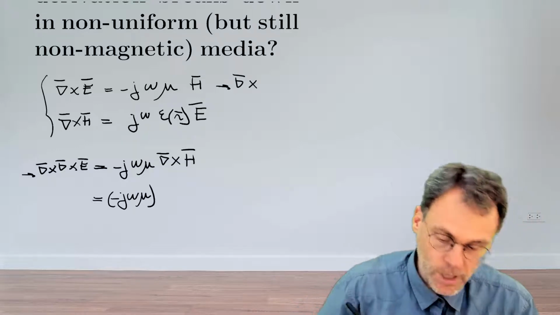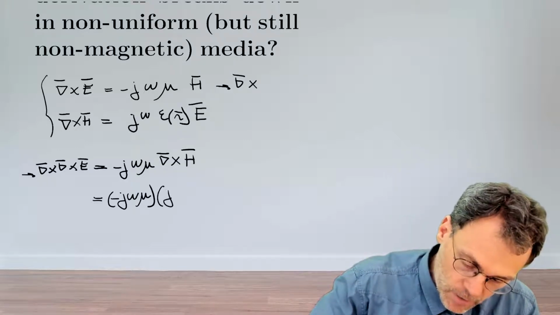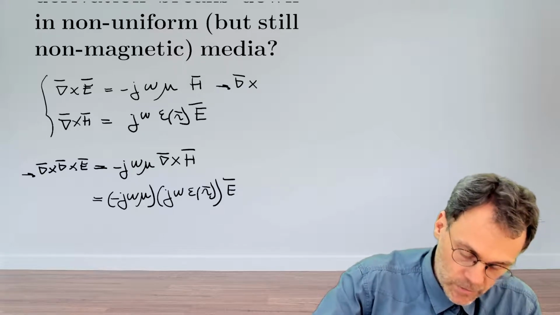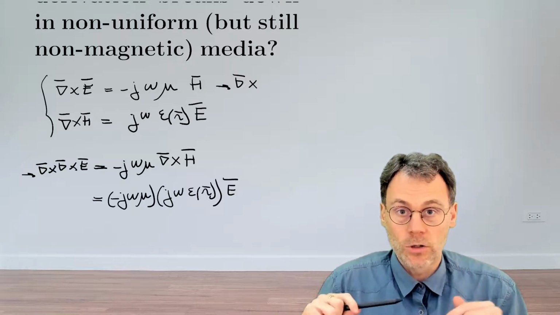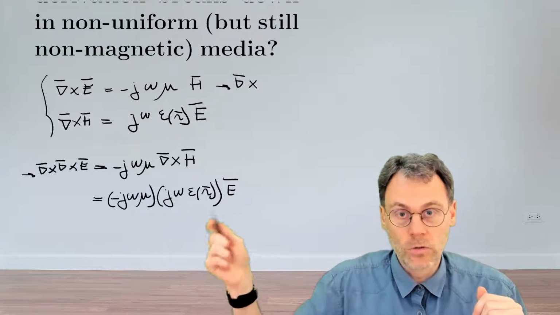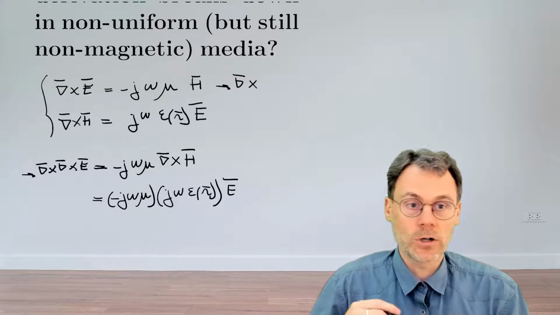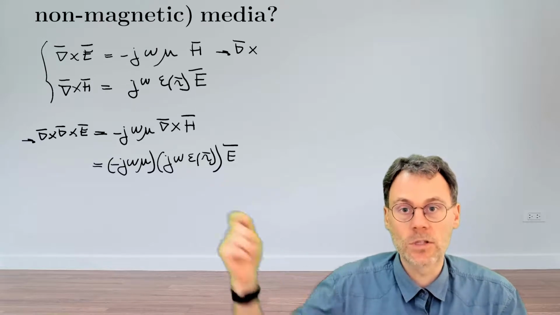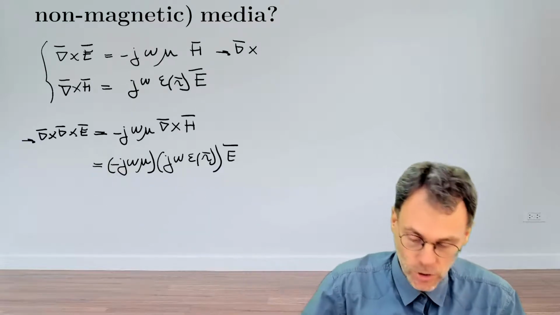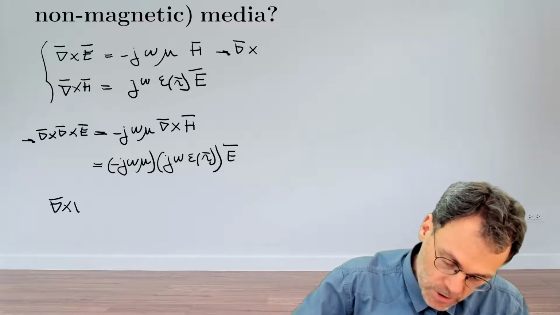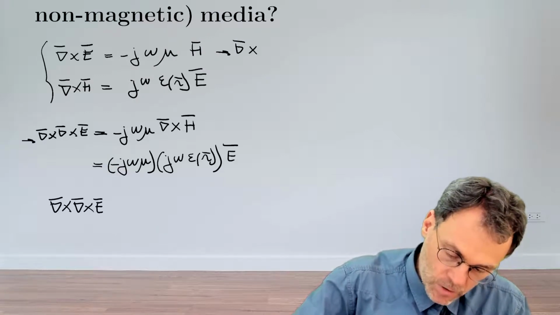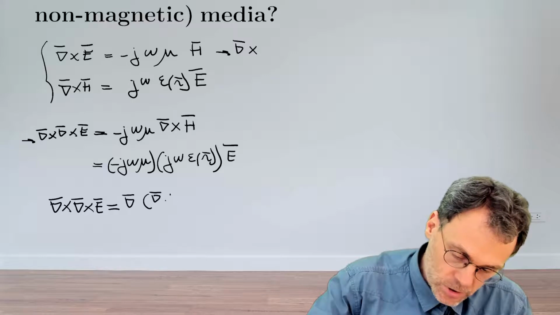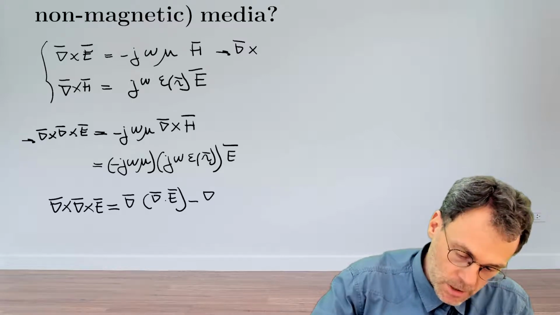That just becomes minus j omega mu, and then we have j omega epsilon, still a function of r, times the electric field. So far so good. We've done nothing that wouldn't work anymore in case epsilon is a function of r. So let's see what happens next. The next thing we did is we tried to simplify or expand this double curl here. So we know from vector calculus that the curl of the curl of the electric field in this case is equal to the gradient of the divergence of the electric field minus its Laplacian.